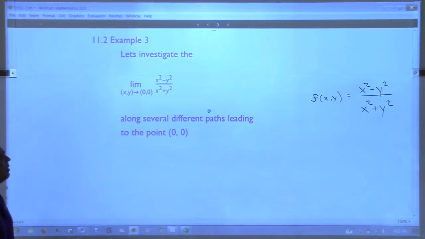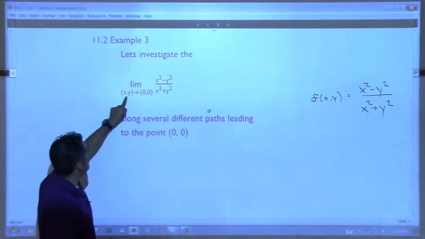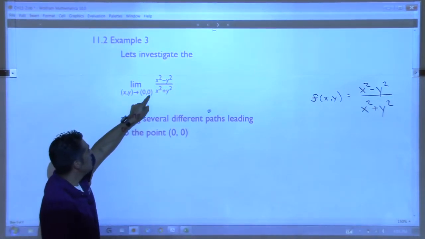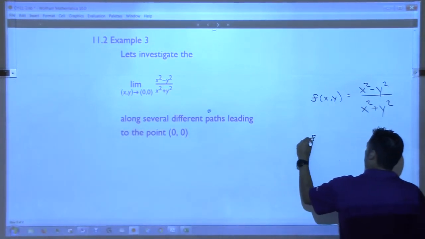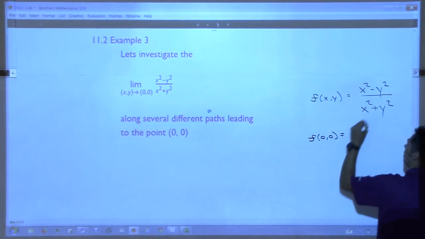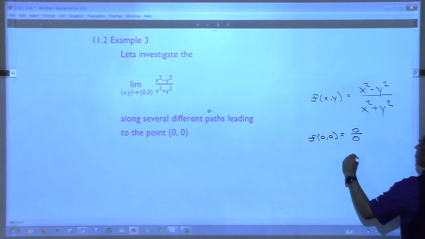So here's an example of a function of two variables, and we're asked to find the limit as xy approaches 0, 0. So let's first just check what happens at 0, 0. If you plug 0, 0 into this thing, you get 0 on top, 0 on the bottom. This is undefined, right?